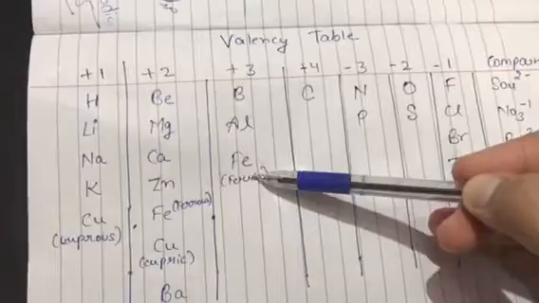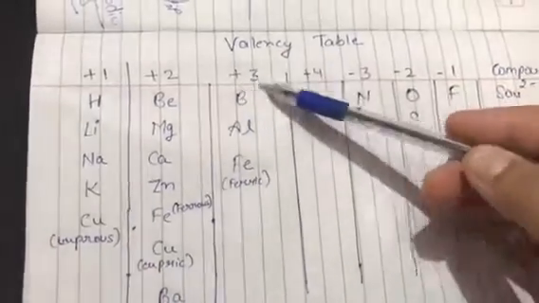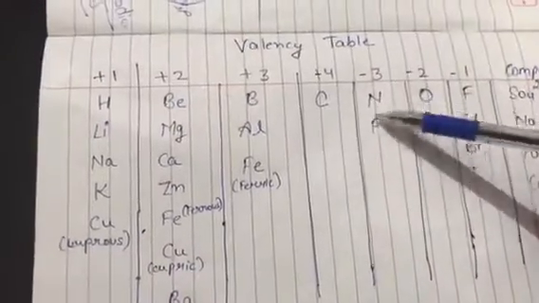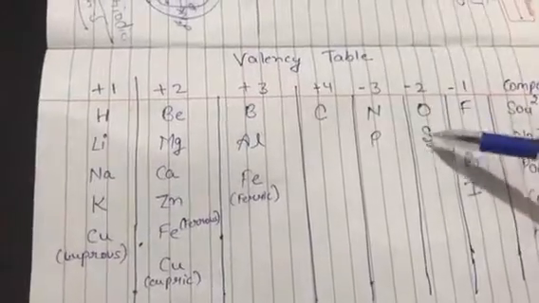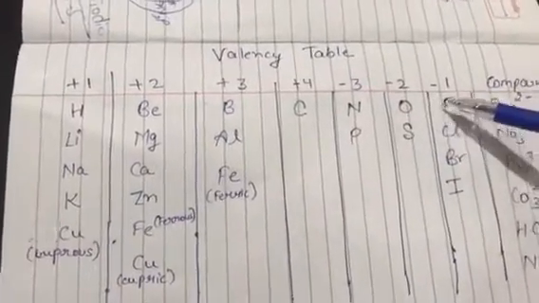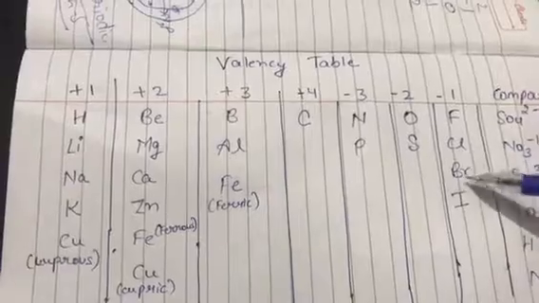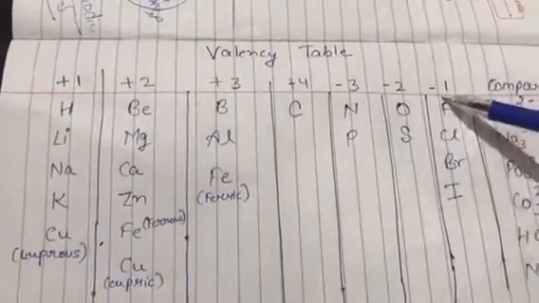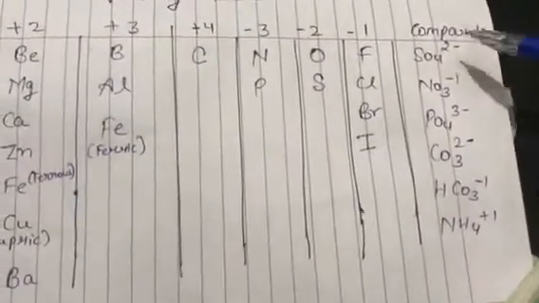Boron, aluminium, iron or ferric have oxidation state +3, carbon has 4, nitrogen, phosphorus have -3, oxygen, sulfur have -2. Fluorine, chlorine, bromine, iodine have oxidation state -1, and these are a few compounds.